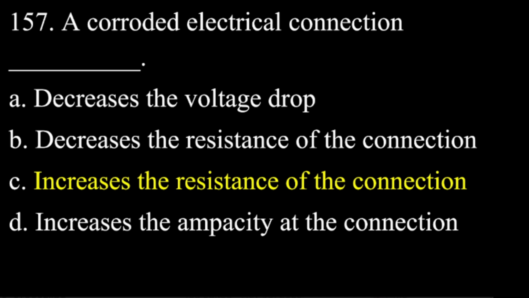A corroded electrical connection blank. A. Decreases the voltage drop. B. Decreases the resistance of the connection. C. Increases the resistance of the connection. D. Increases the ampacity at the connection.